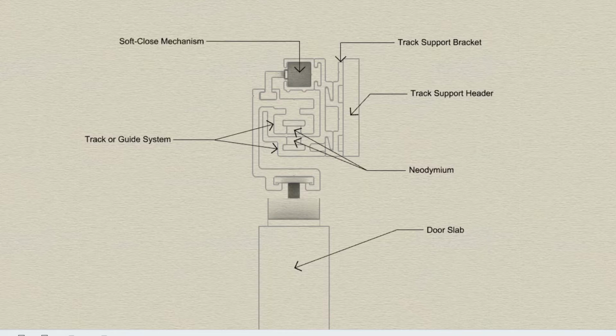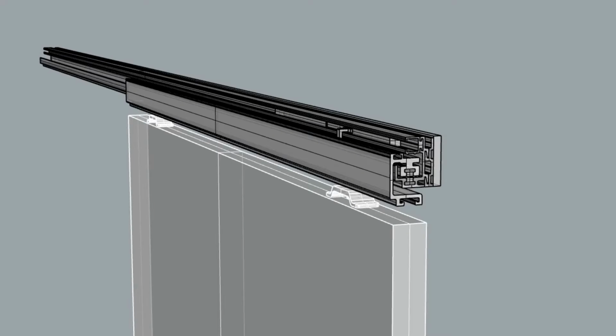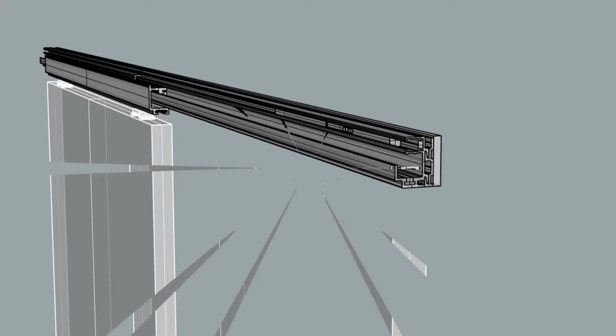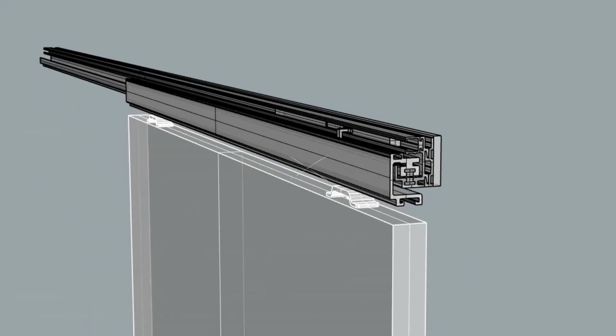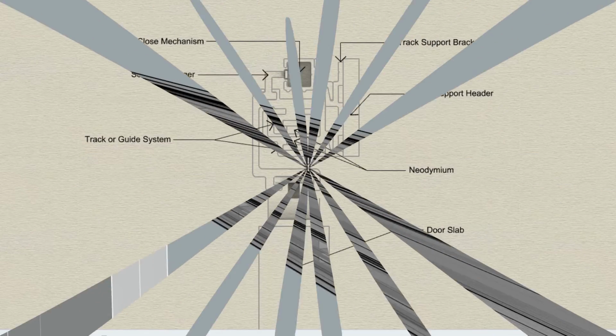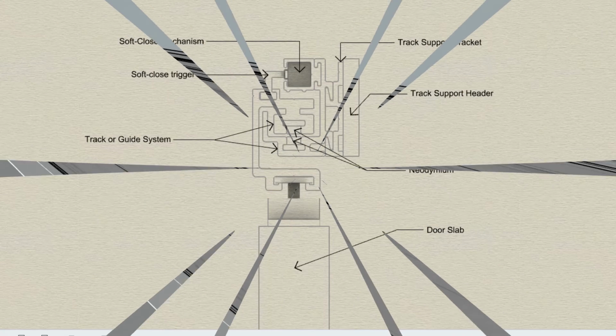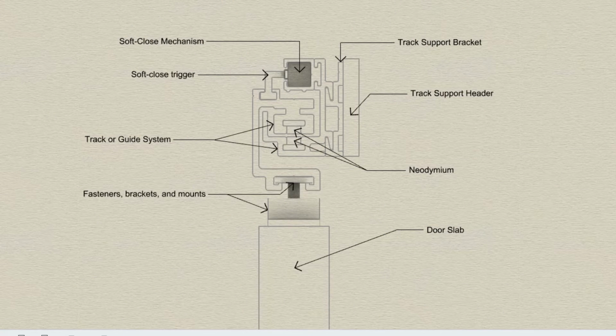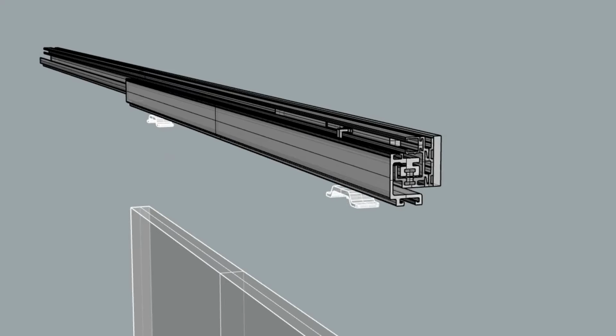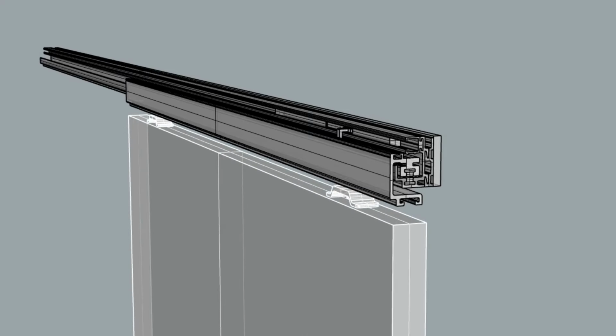Soft close mechanism, optional hardware that slows down and gently closes the door to prevent it from slamming. Soft close trigger, when engaged, prompts a smooth and gradual closing action. Installation hardware, fasteners, brackets, and mounts required to install and secure the hover door components in place.